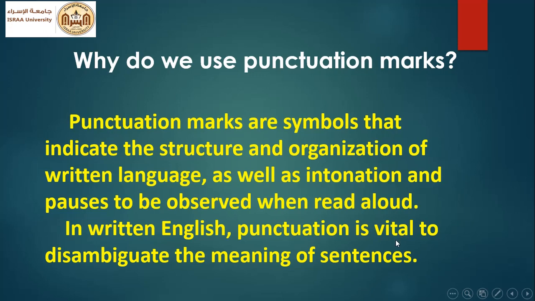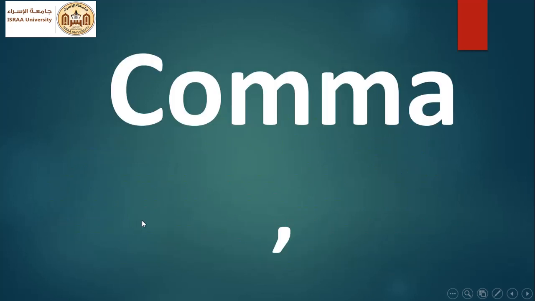In written English, punctuation is vital. Vital means very important, essential. Why? To disambiguate the meaning of sentences. Disambiguate means to make them clear for the readers. We will start with the comma. Comma has many functions, as we will see.